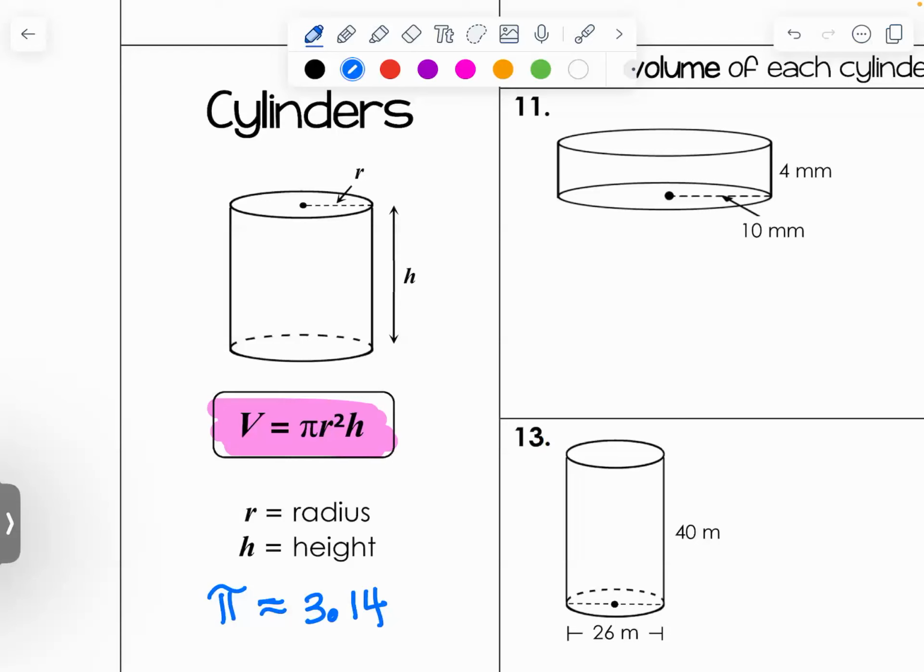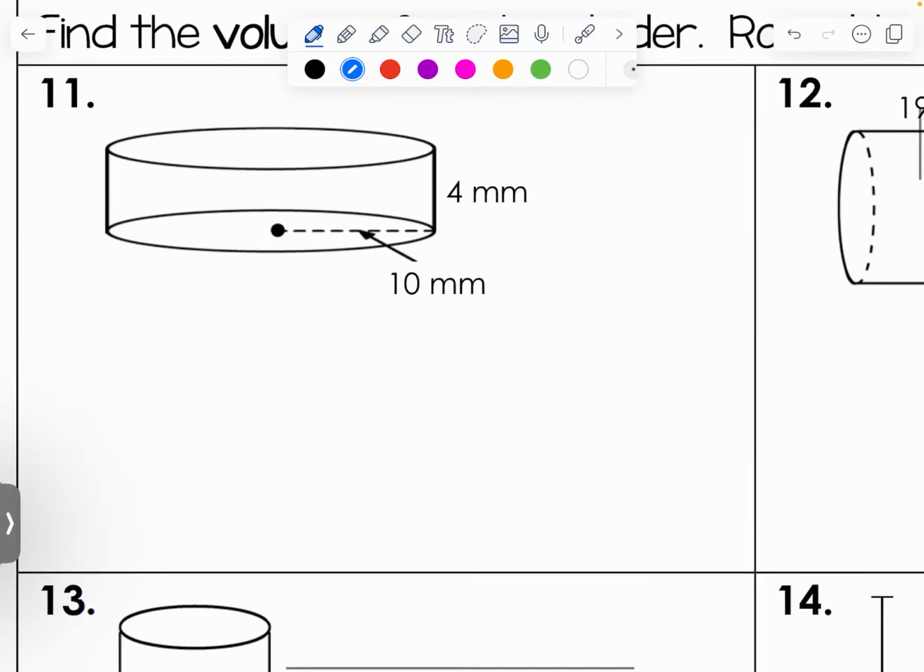All right. So here's the deal. We need to be able to look at a cylinder and decide what's my radius, what's my height. So I want you to turn to your elbow partner and I want you to say, hey, I think this is the radius and this is the height. Ready, set, go.